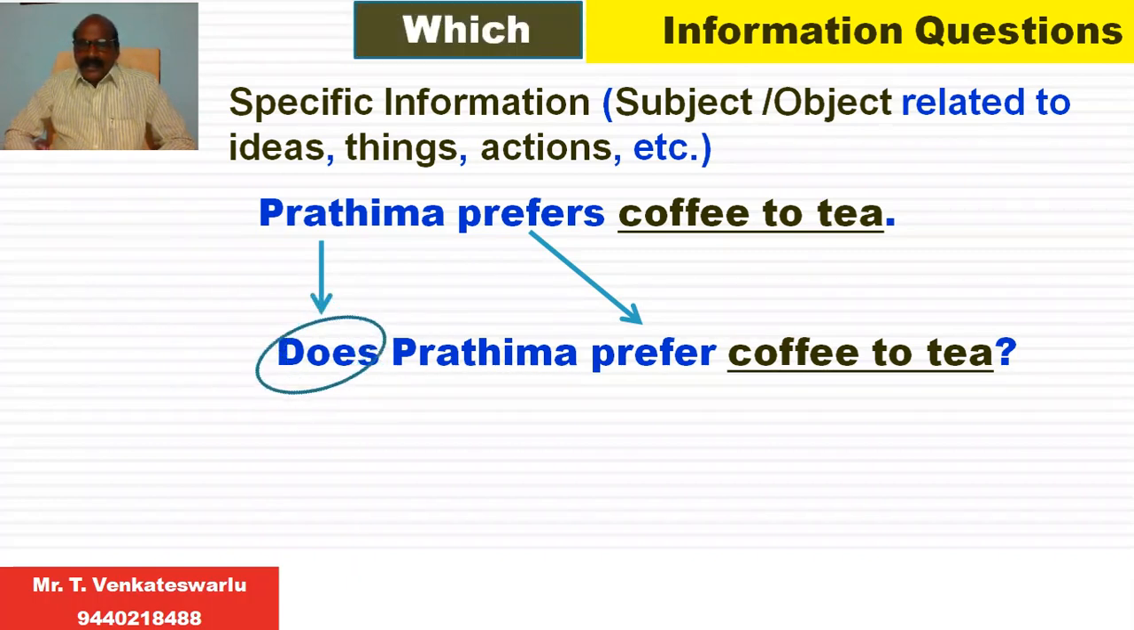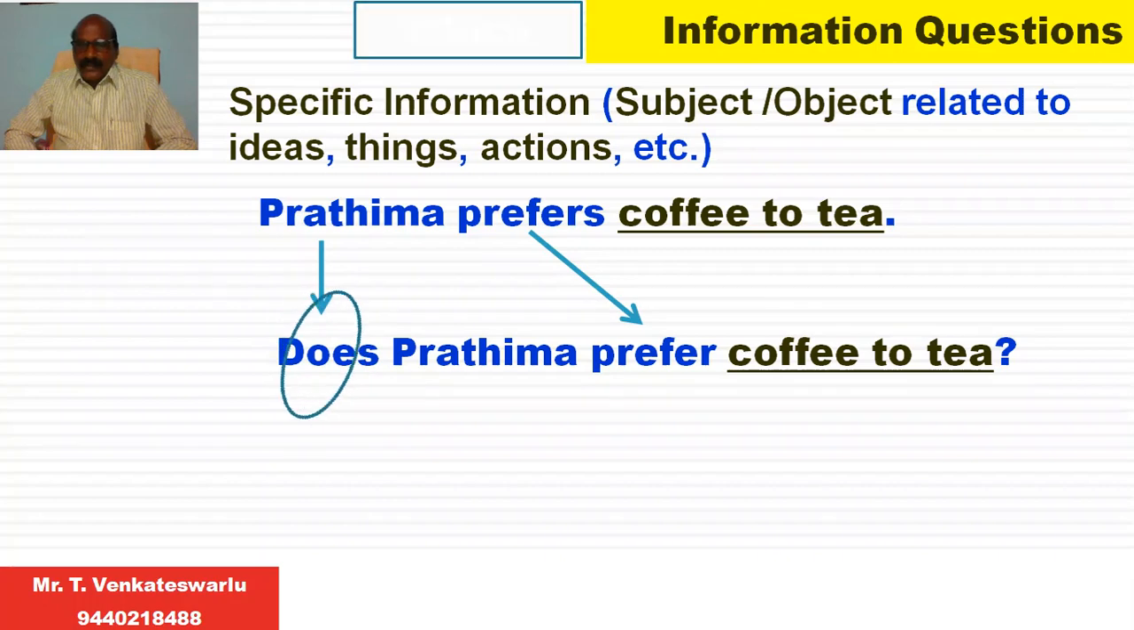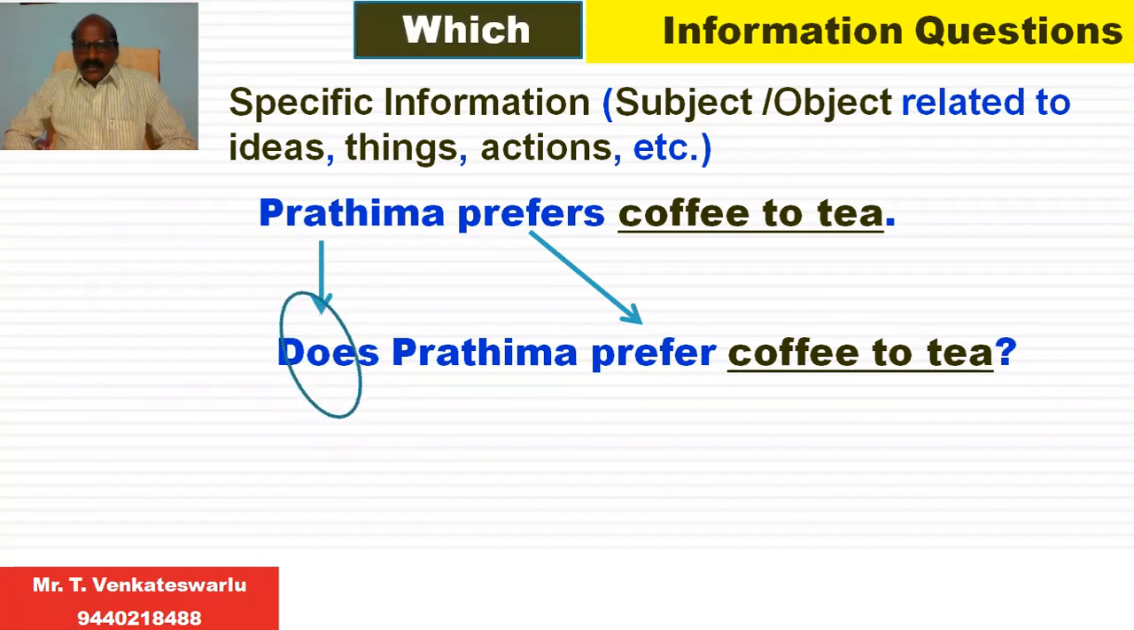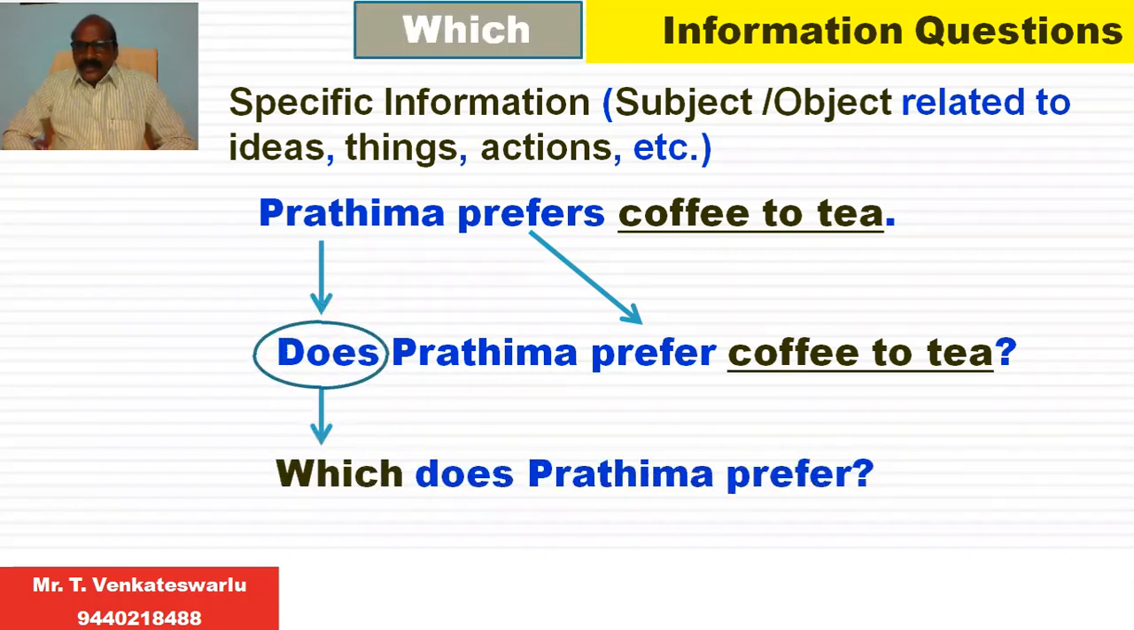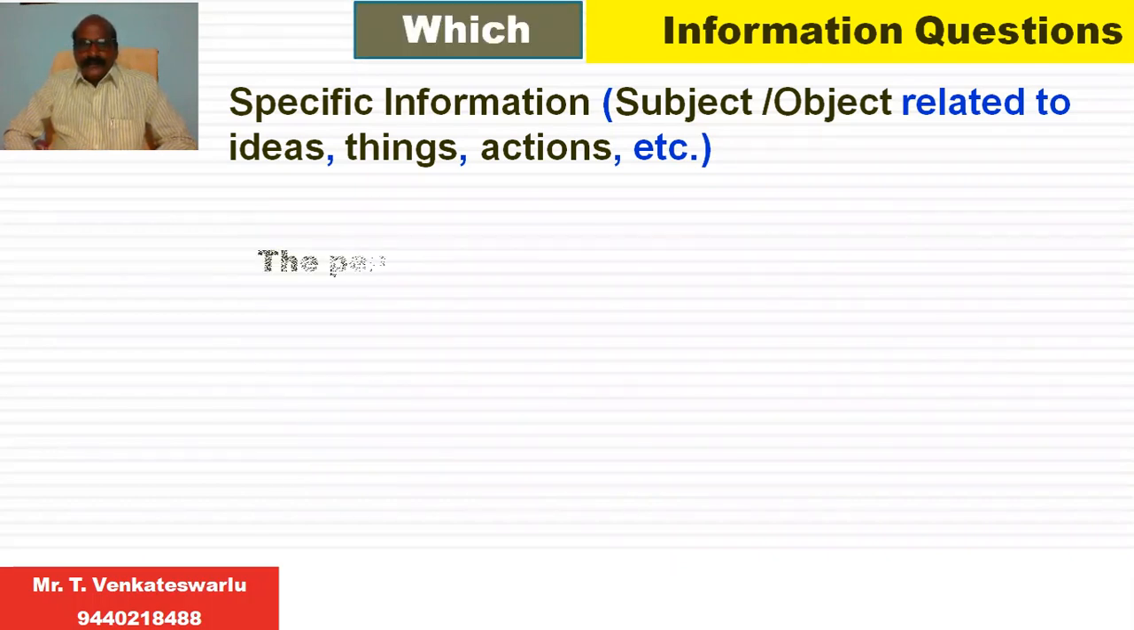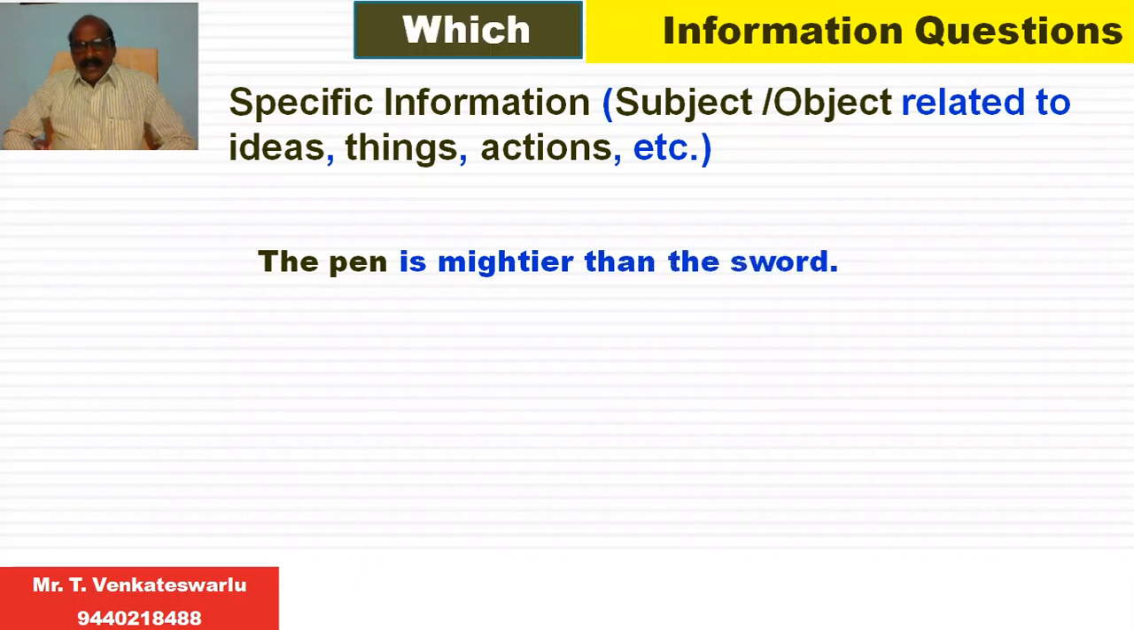And here the underlined part is coffee to tea. A specific object is referred to. In such cases, we have to prefix which at the beginning. Which does Pratima prefer? The underlined part, coffee to tea, is deleted because we have to get it as the answer. The next one. The pen is mightier than the sword. And here the highlighted part is the pen. And first, the pen here is used as the subject.